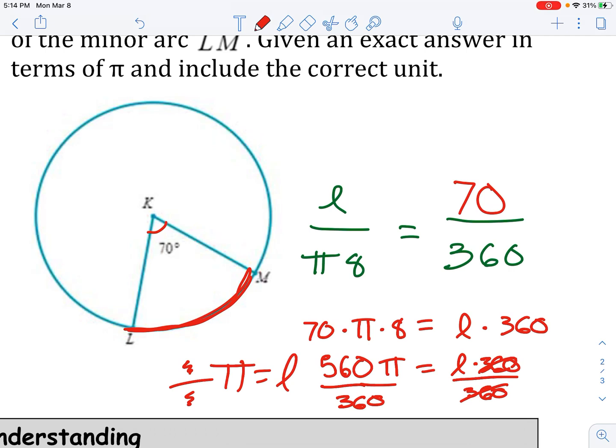If you have any questions with that, make sure you ask. I'm just asking you to simplify a fraction there, that's all.